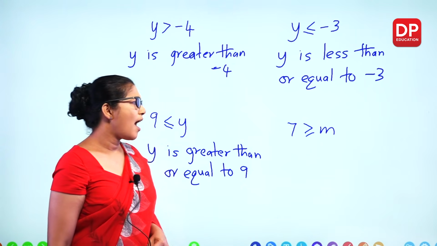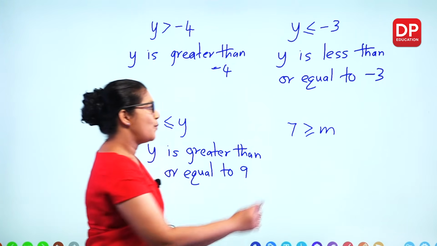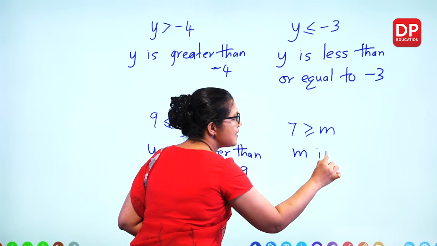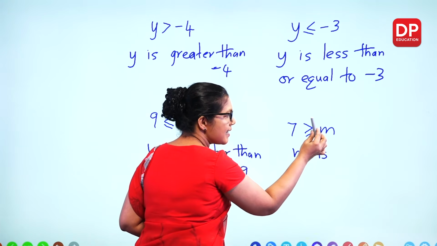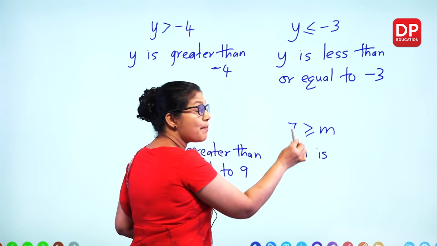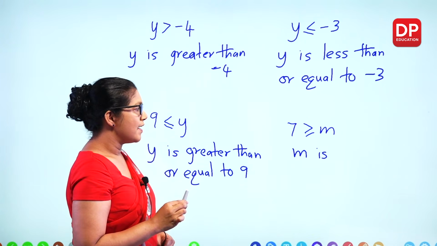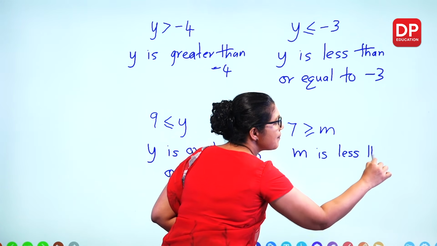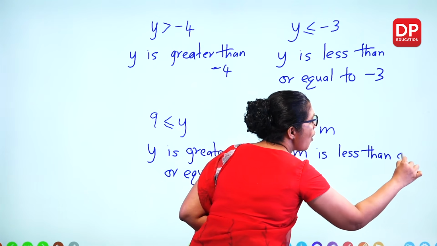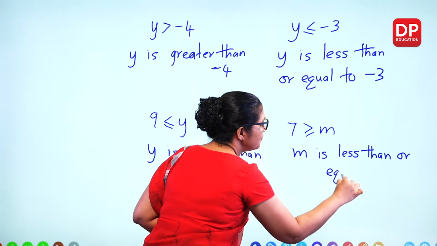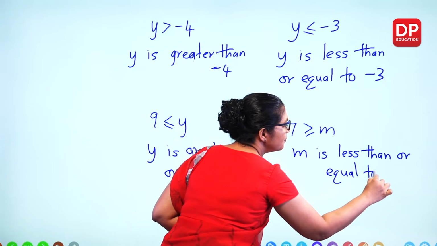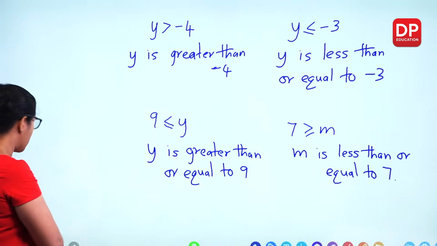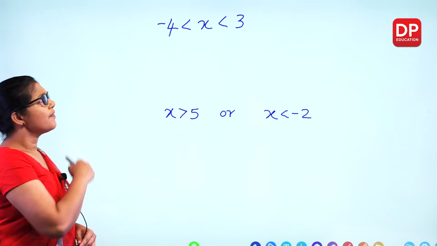There's another unknown letter, m. We can write, starting from that side, m is less than, because the crocodile mouth opens, 7. M is less than or equal to 7. So we'll now see this one.